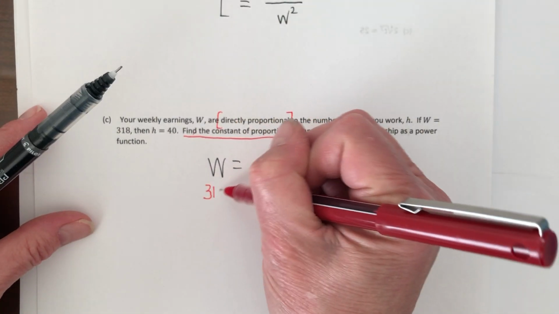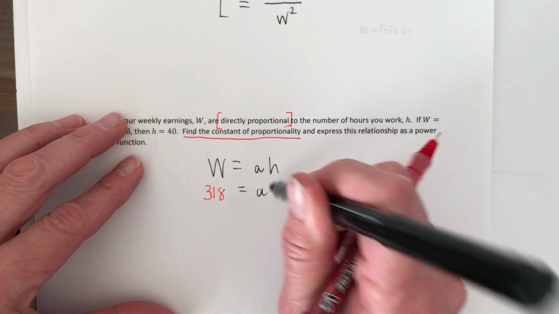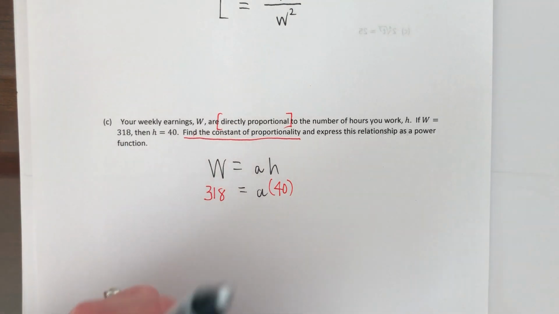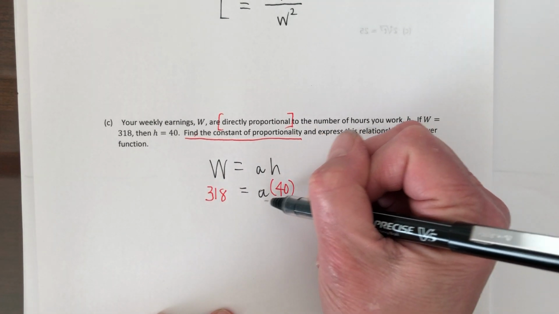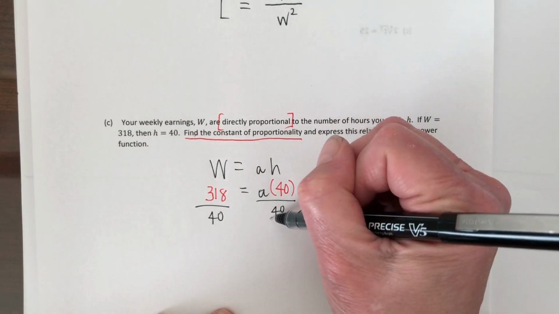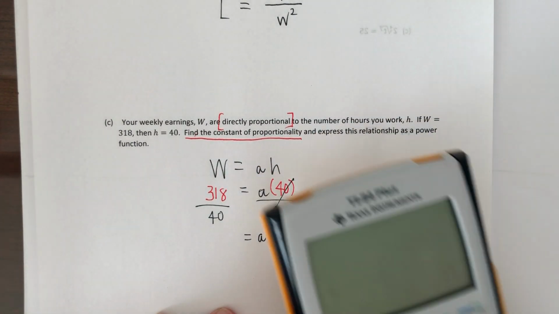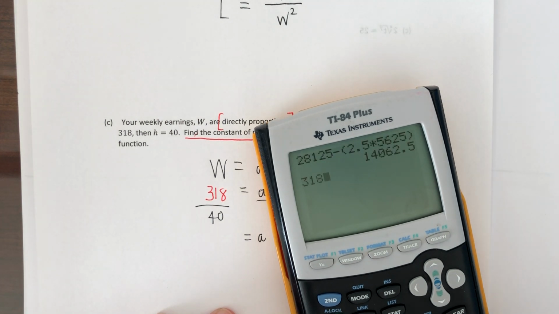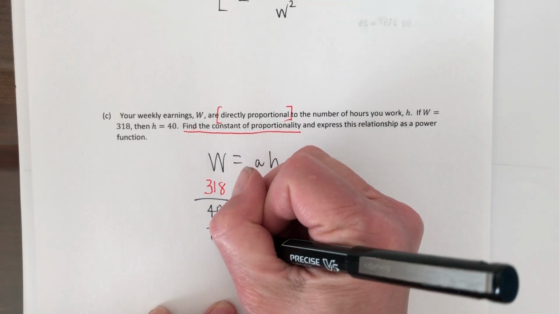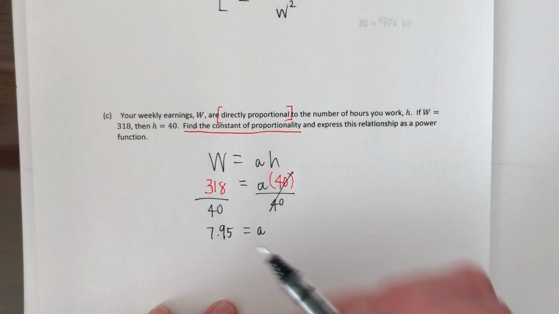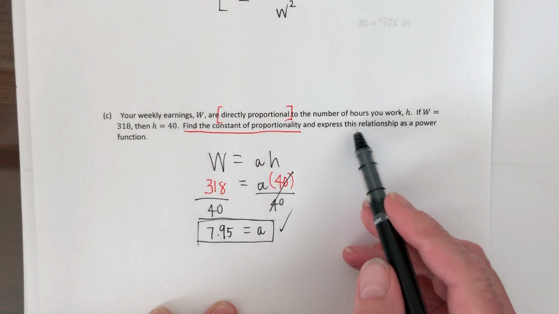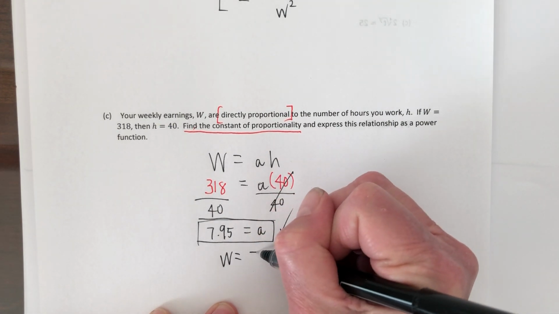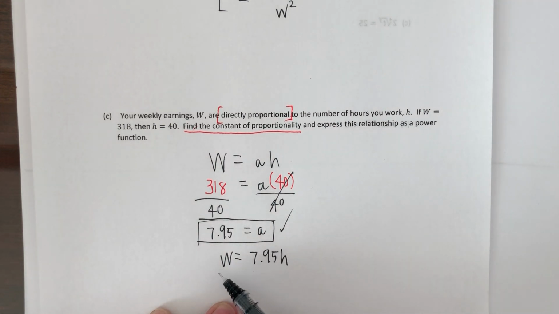So when W is 318, H is 40. And this is an equation we can just solve for A, the constant of proportionality. So A, just divide both sides by 40. A equals 318 divided by 40. Let's see here. 318 divided by 40 is 7.95. Okay. Find the constant of proportionality, did that, and express this relationship as a power function. So W equals 7.95H. Your weekly earnings are equal to 7.95 times the number of hours that you worked.